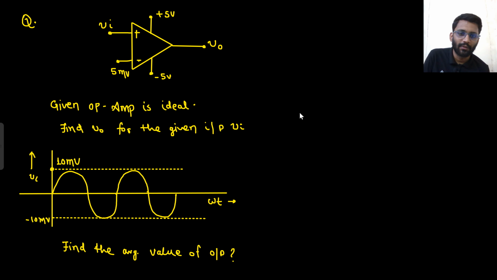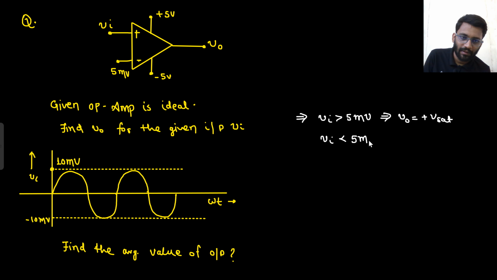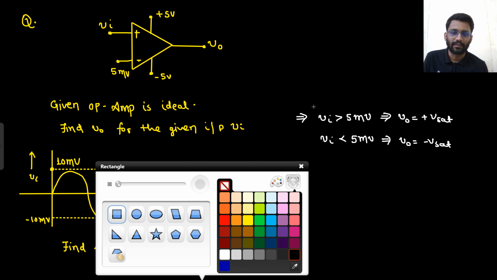So OpAmp is ideal. So what do you understand by that? If OpAmp is ideal, if V positive is greater than V negative, that means output will be plus V sat. So if V in is greater than 5 millivolt, then your output will be plus V sat. And if your V in is less than 5 millivolt, then your output will be minus V sat. That's it. Nothing else is there.